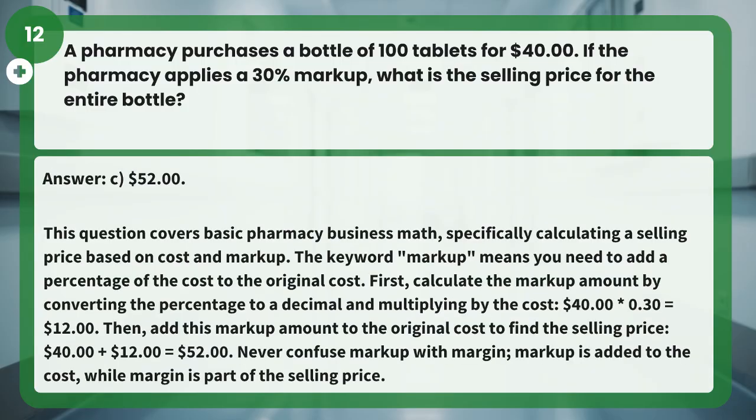Answer, C. $52. This question covers basic pharmacy business math, specifically calculating a selling price based on cost and markup. The keyword markup means you need to add a percentage of the cost to the original cost. First, calculate the markup amount by converting the percentage to a decimal and multiplying by the cost. $40 * 0.30 equals $12. Then, add this markup amount to the original cost to find the selling price. $40 plus $12 equals $52. Never confuse markup with margin. Markup is added to the cost, while margin is part of the selling price.